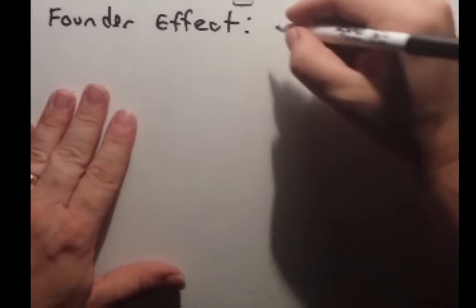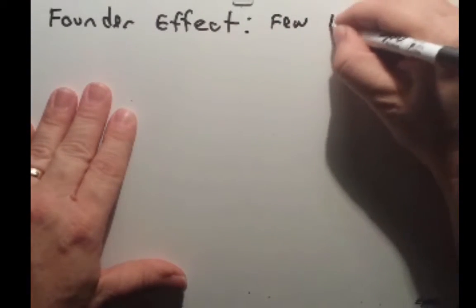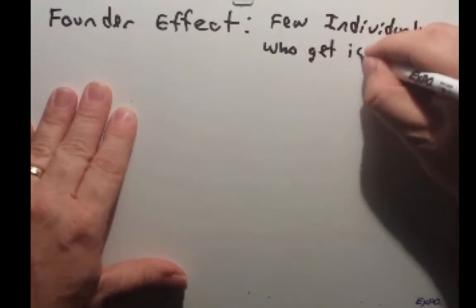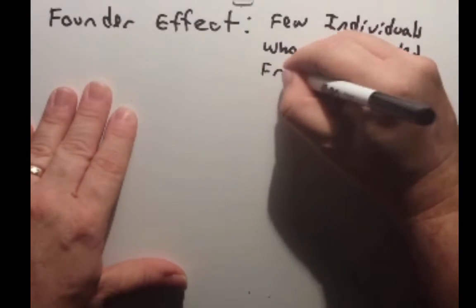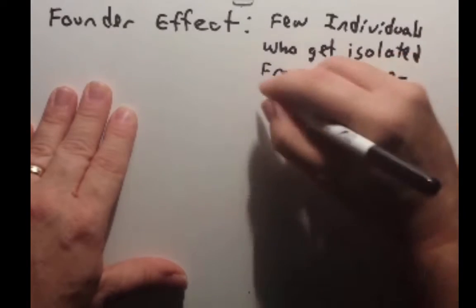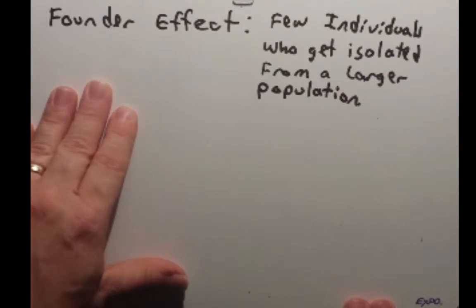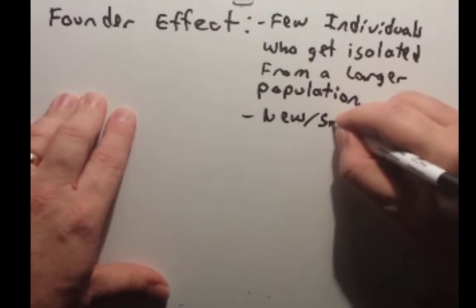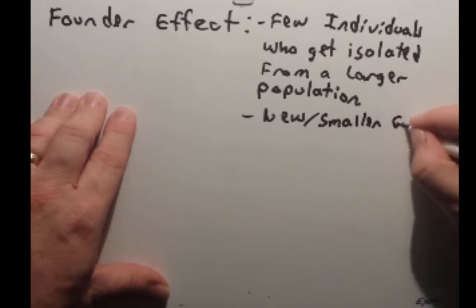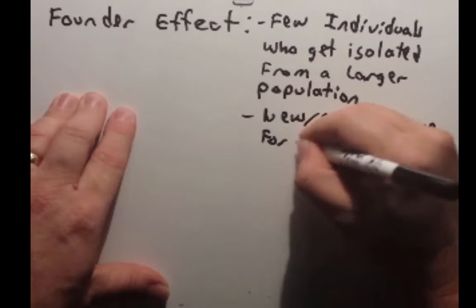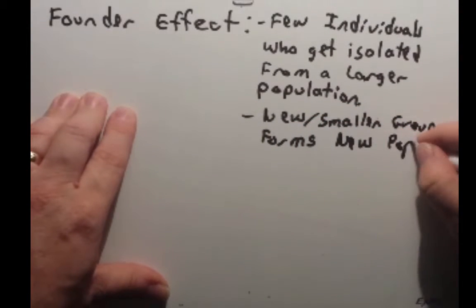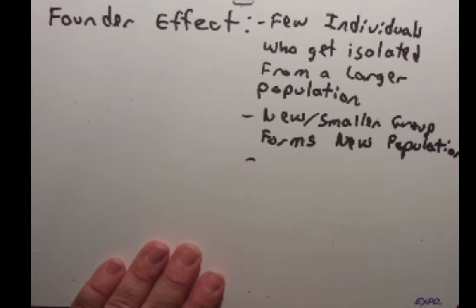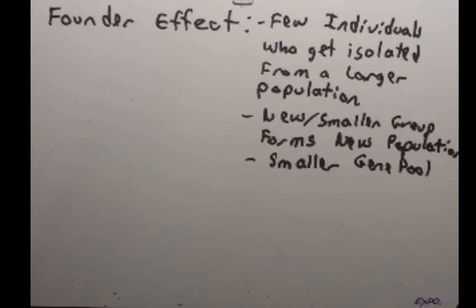So the founder effect is when you have a few individuals who get isolated from a larger population. This new, smaller group forms a new population. This new population now has a much smaller gene pool. Alright, I'm going to give 2 examples here of the founder effect.